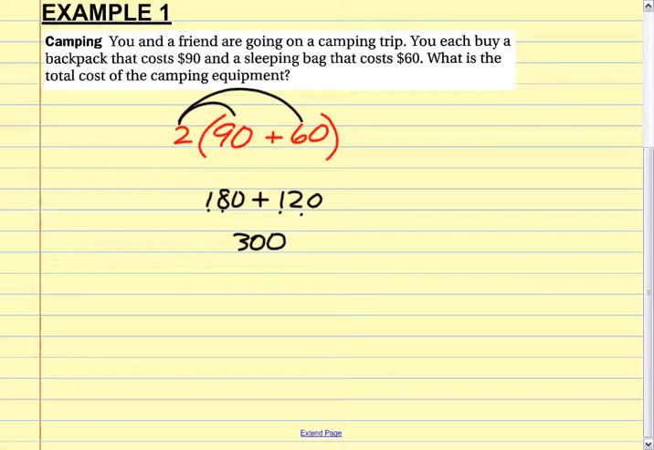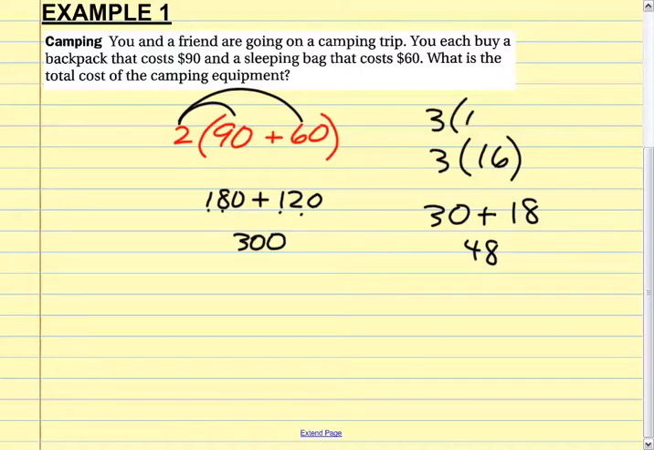Okay? When you're doing things mentally, sometimes it really helps, the distributive property. For instance, 3 times 16. Okay? That's 3 times 10 plus 3 times 6. What is 3 times 10? 30. What is 3 times 6? 18. 30 plus 18? 48. Good. That's the distributive property. 3 times 10 plus 6.